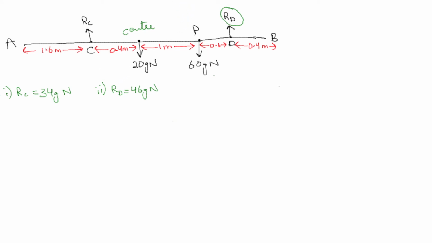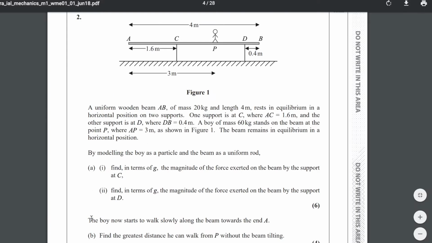Let's move on to part B of question 2. The boy now starts to walk slowly along the beam towards the end A. So the boy is moving towards the left, towards A, okay? Find the greatest distance he can walk from P without the beam tilting.